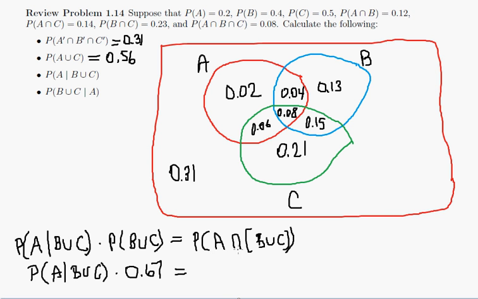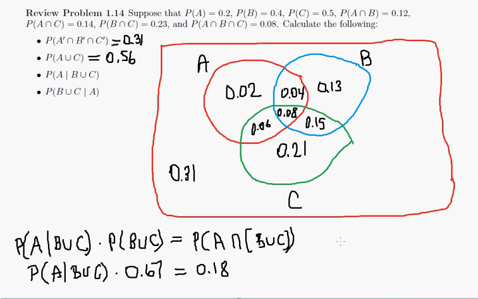Finally, the A intersect B union C. So it's got to be an A, and it also has to be in either B or C. So that's these three entries here in the middle. Let me highlight these in black for now. The entries highlighted there are in B or C, and they're also in A. So I need to add up those three numbers. I get 0.04 plus 0.06 plus 0.08, which makes 0.18.